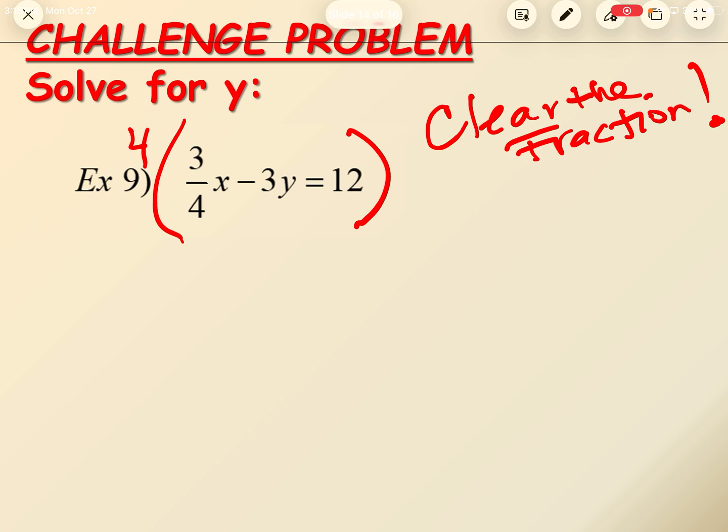Then you make something that looks way more comfortable to your eyes. 3x minus 12y is 48. You finish that from there while I hand these out, and then we'll go over what those look like.